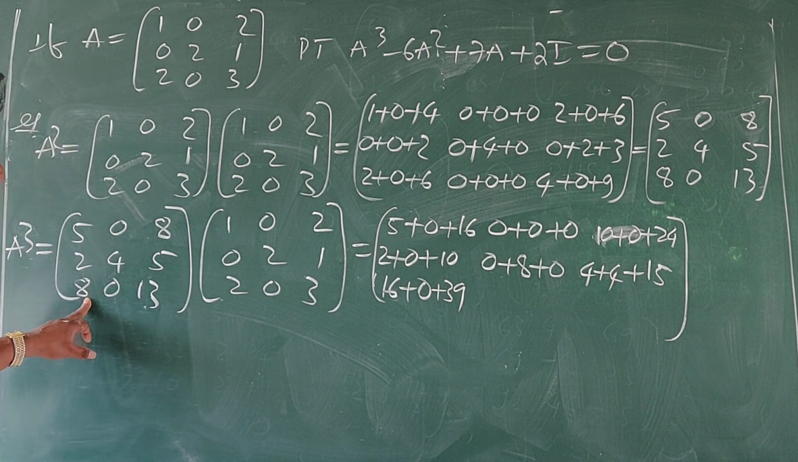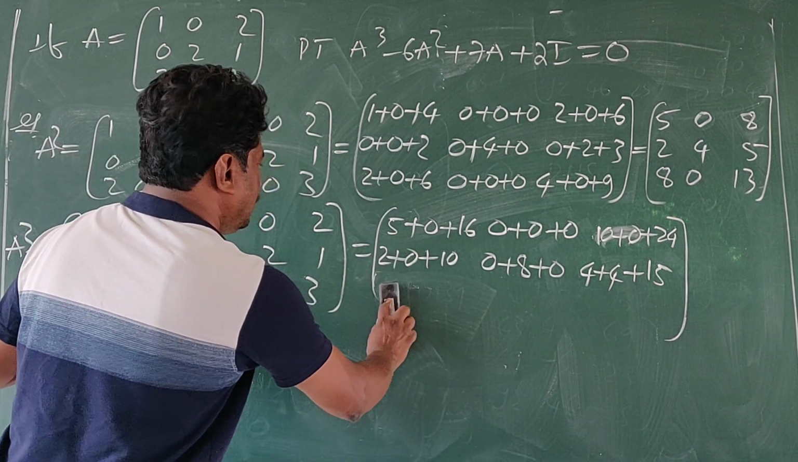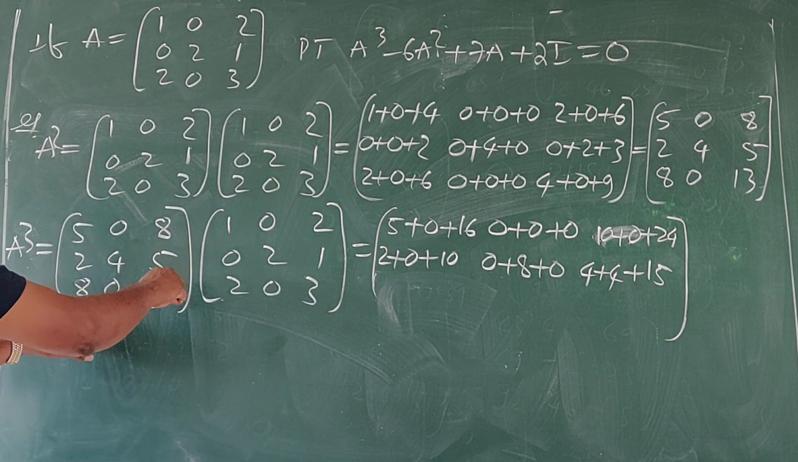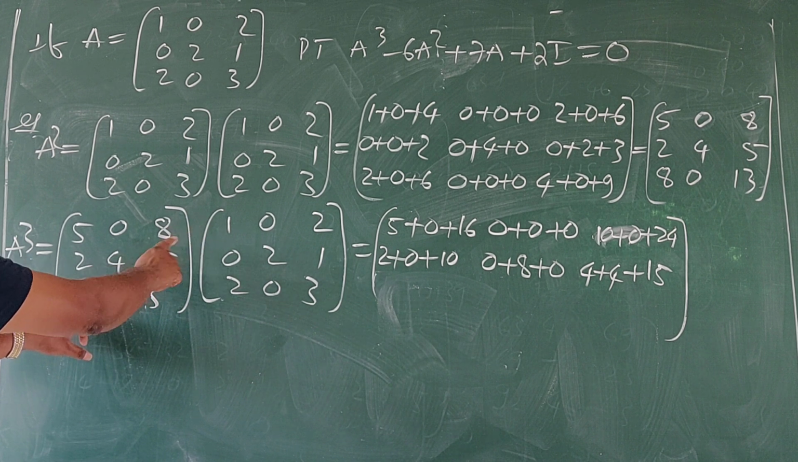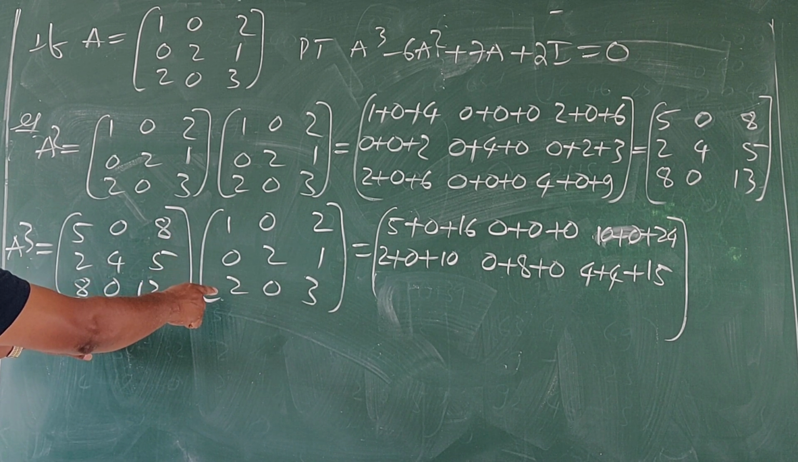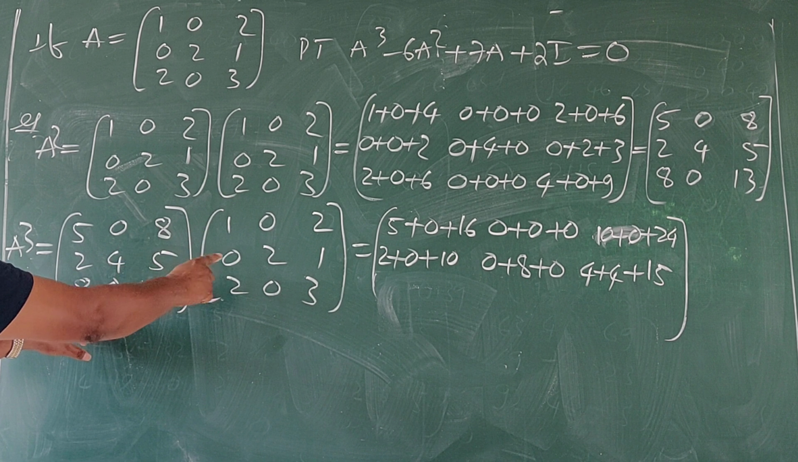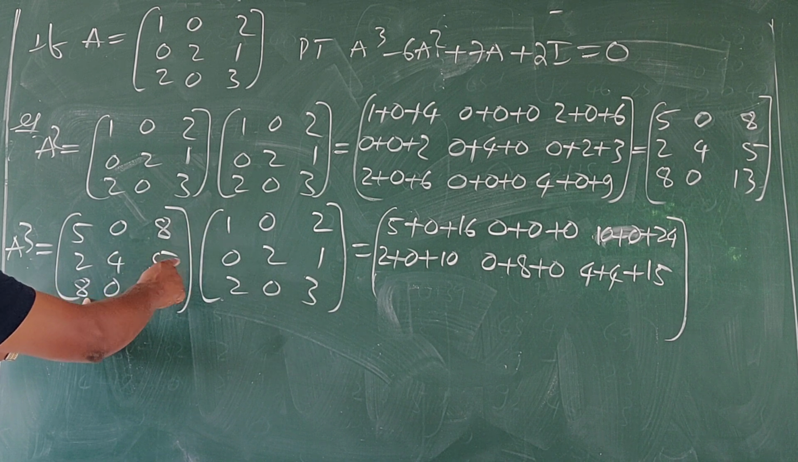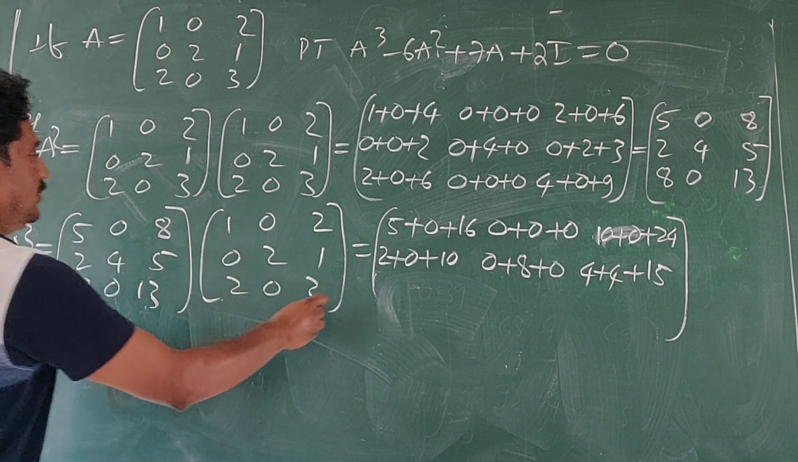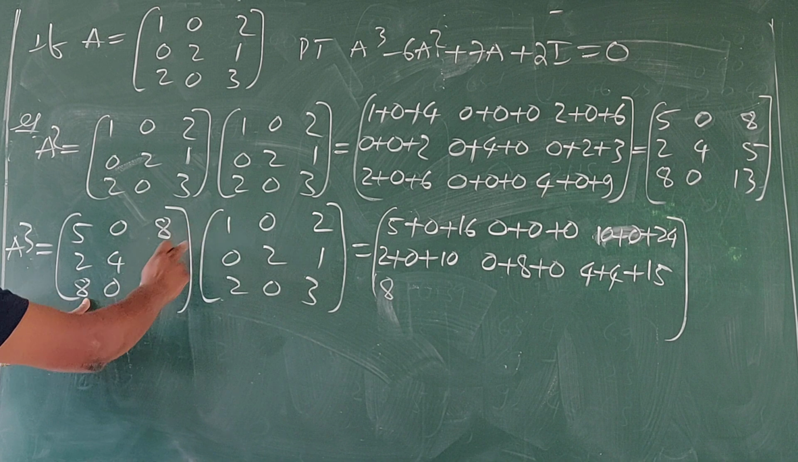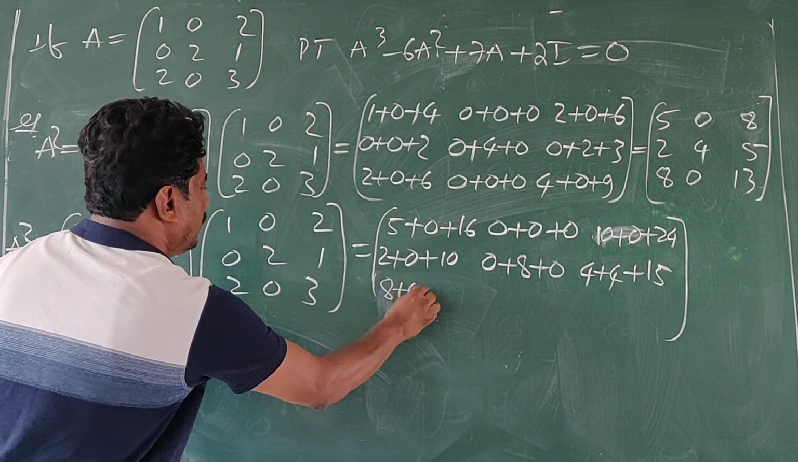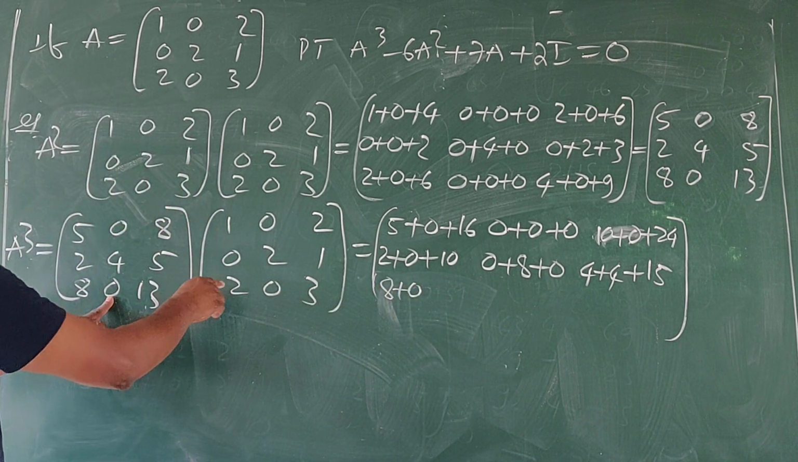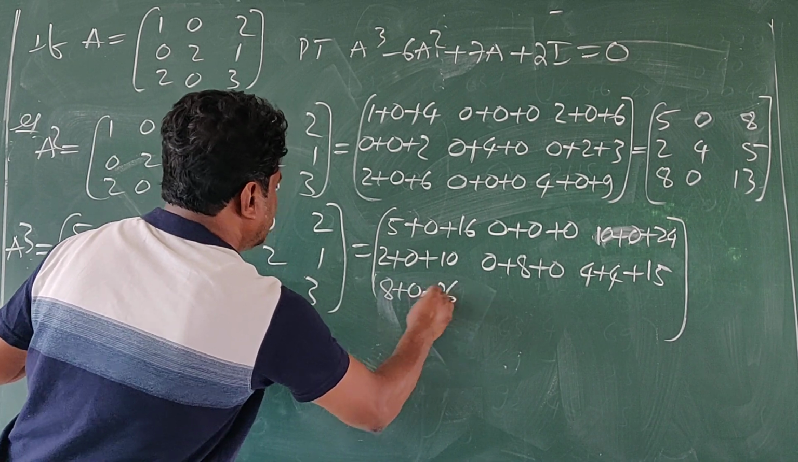Something wrong. Okay. Third row, first column. So 8, 0, 13 2s are 26. Third row, first column: 8, 8, 0.